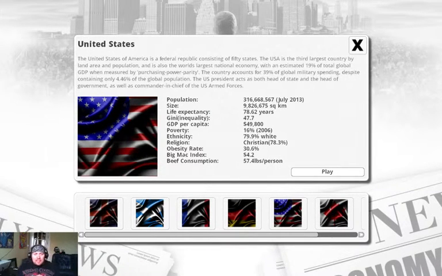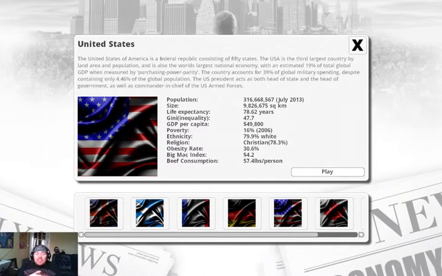So this is the big one. Population 316 million people, a size of 9,826,000 square kilometres. Life expectancy a bit lower, 78.62 years. GDP per capita a bit higher, 49,800. 16% poverty, ethnicity 79.9% white. The dominant religion, Christianity, 78.3%.